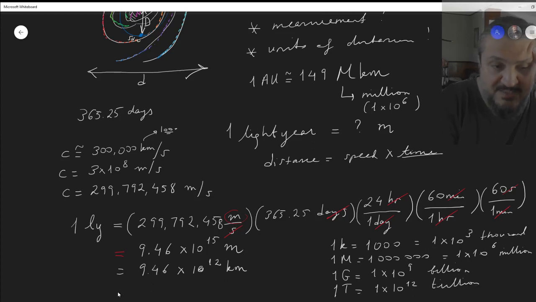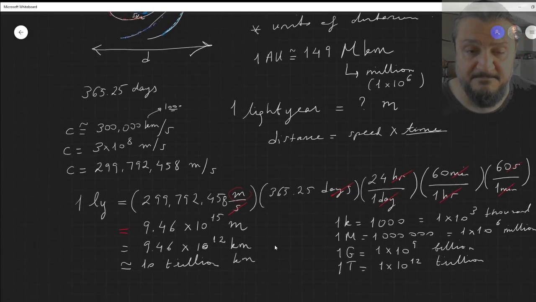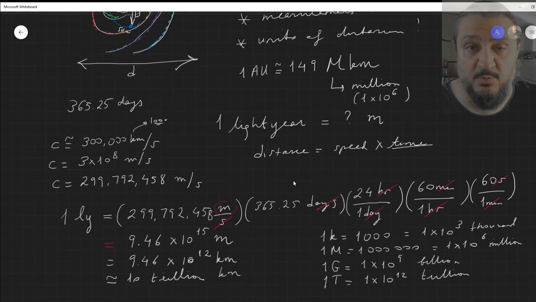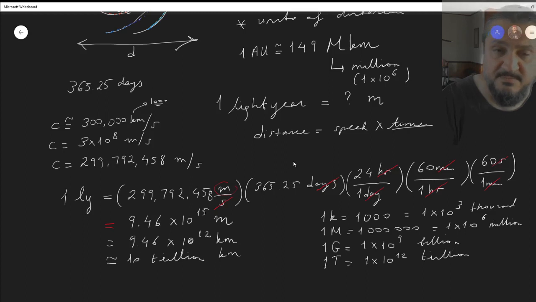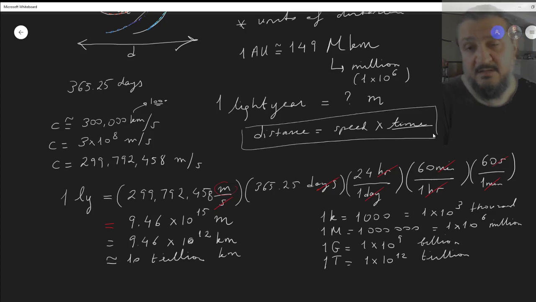So what we have here is approximately 10 trillion kilometers. Okay. And that's what 1 light year is. All right. Now what about the astronomical unit here? 149 million kilometers. Can we use the same equation here to determine, let's say, the time for sunlight to reach us?